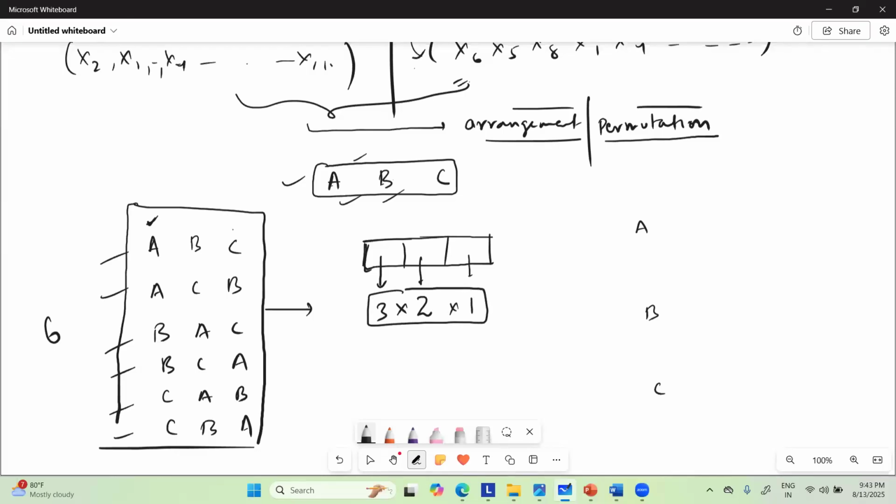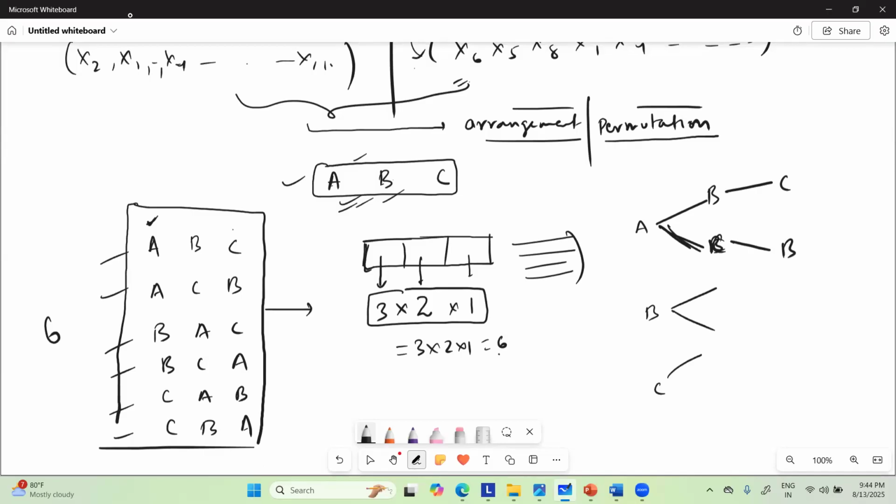And this is the number of ways in which we can arrange these three letters. You know, 3 into 2 into 1, which is 6. And if you want to represent it in figurative terms, after putting A in the first box, you'll be left with either B or C. And after putting B here, you'll be left with C. C here, you'll be left with B.